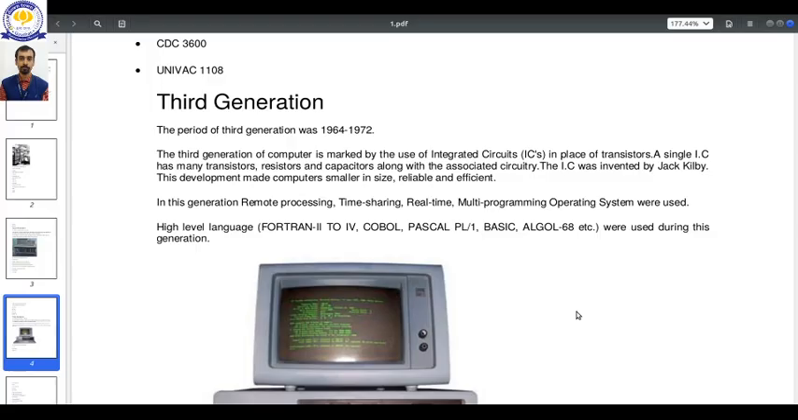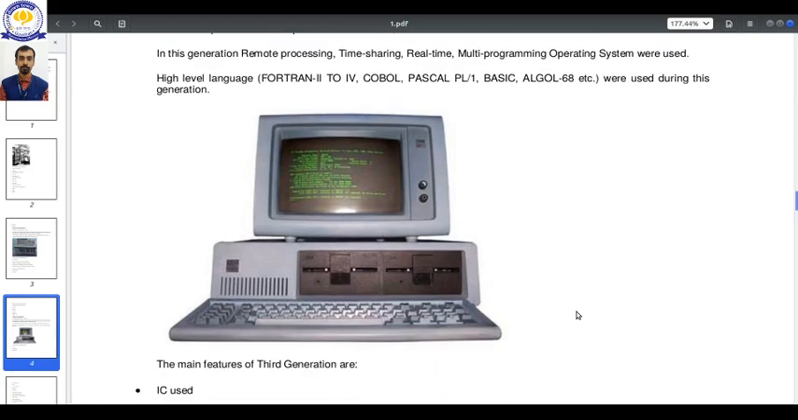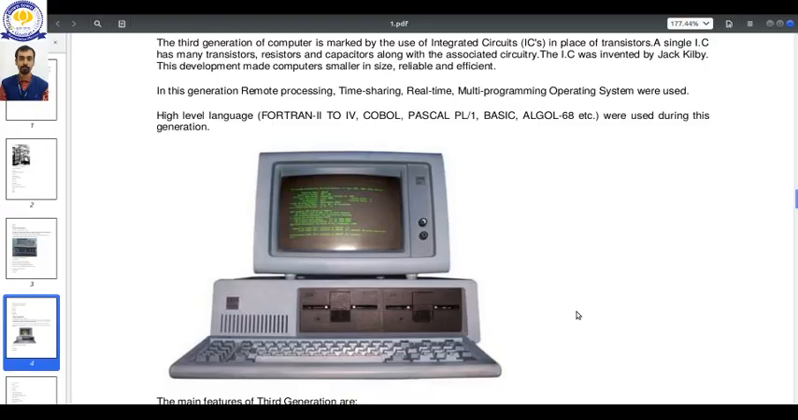In this generation, remote processing, time sharing, real time, multi programming operating systems were used. High level languages, Fortran 2, COBOL, Pascal, Basic, Algol were used during this generation. So, this is the picture of a third generation computer. In this third generation of computers, multi-programming was used, real-time operating systems were used, time sharing and remote processing operating systems were used.